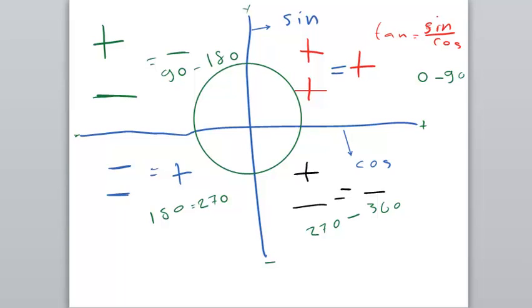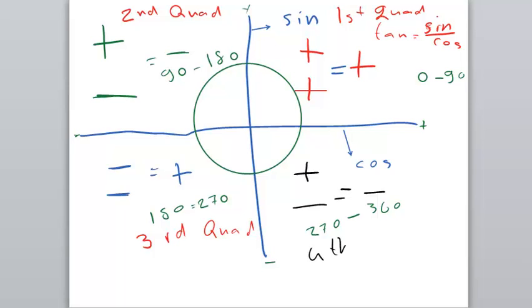Now we call each of the 90 degrees a quadrant. So from 0 to 90 it is called the first quadrant, and from 90 to 180 it is called the second quadrant. From 180 to 270 it is called the third quadrant, and from 270 to 360 it is called the fourth quadrant.